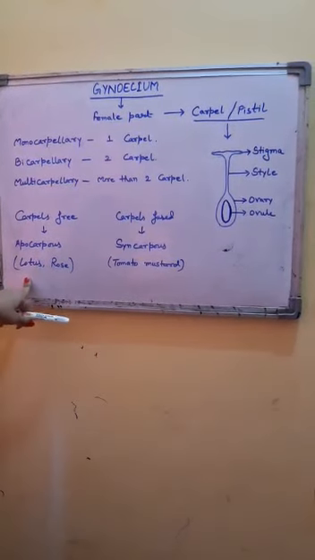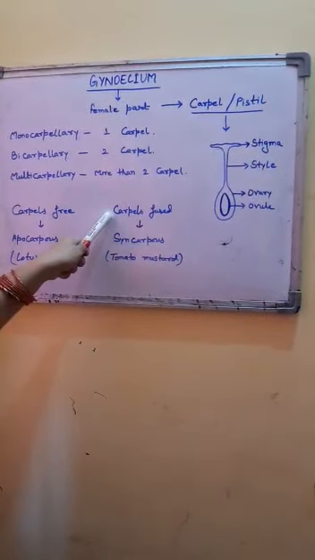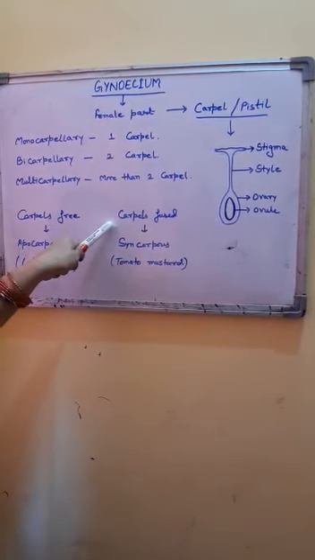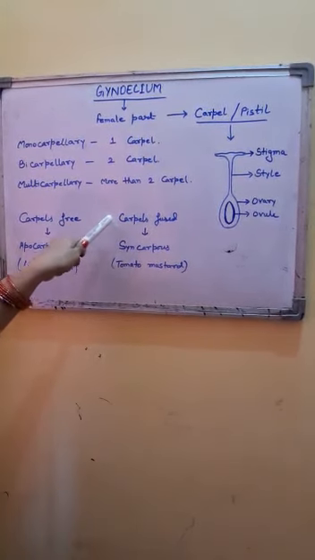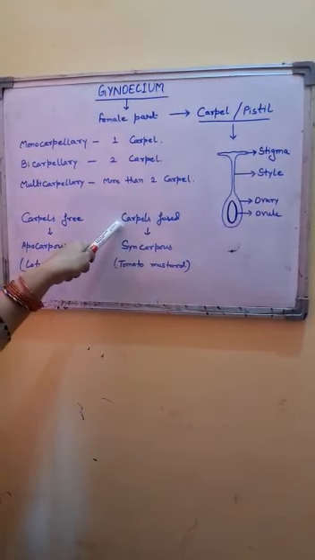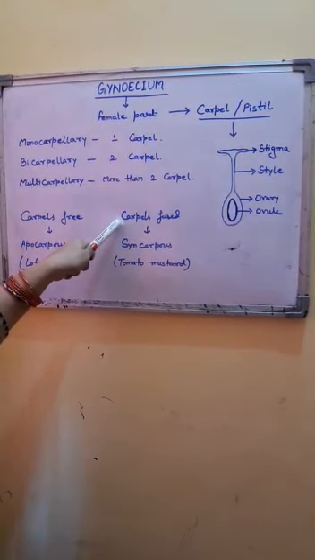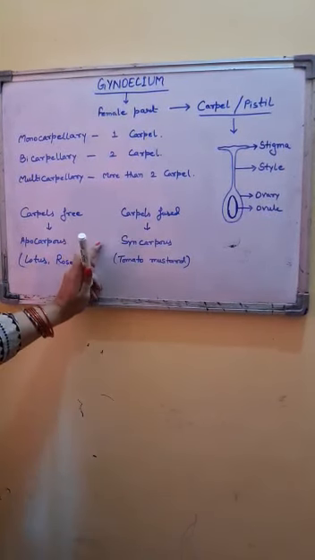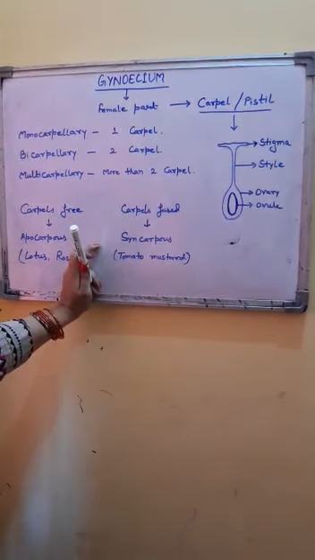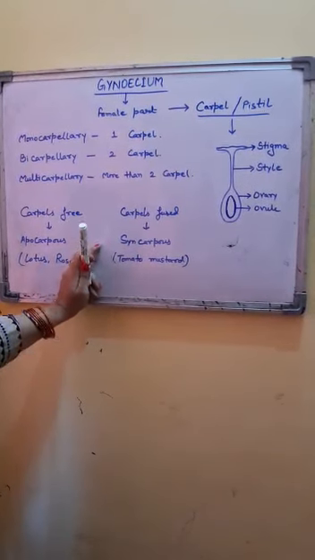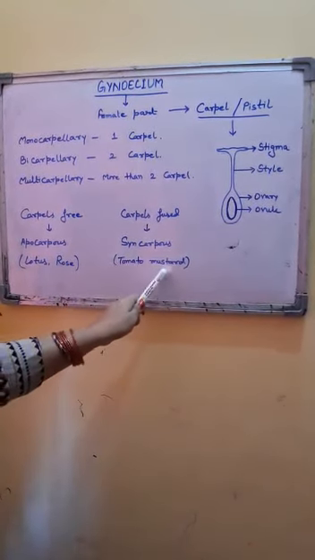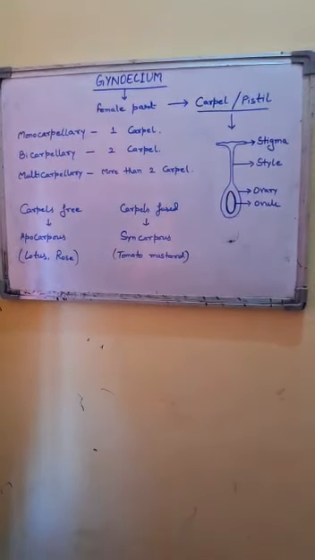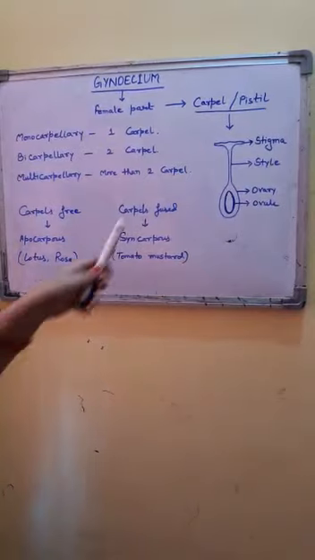If the carpels are fused together, meaning various carpels are present but they are all fused, it appears as a single carpel. That condition is called the condition of fused carpels, and the term is syncarpous. So those carpels which are fused together are called syncarpous. Examples are tomato and mustard.